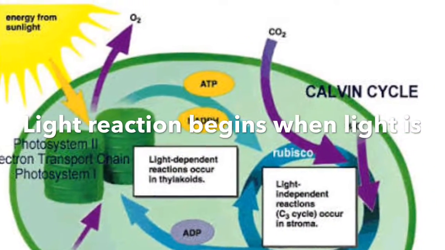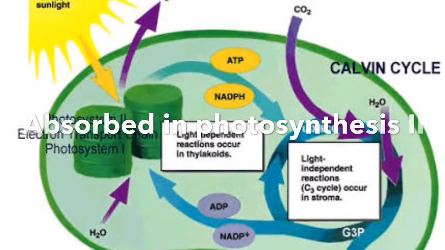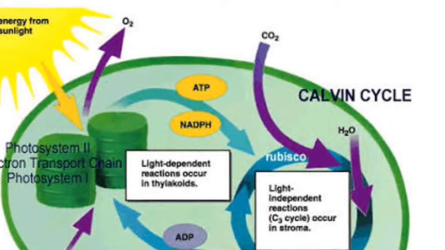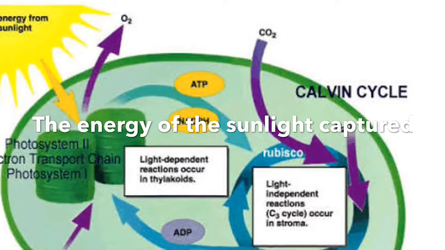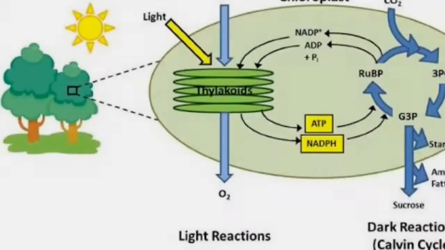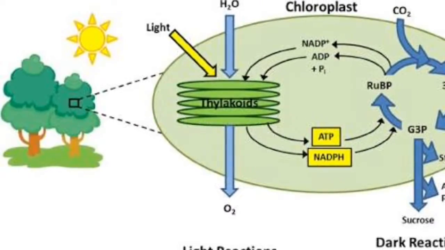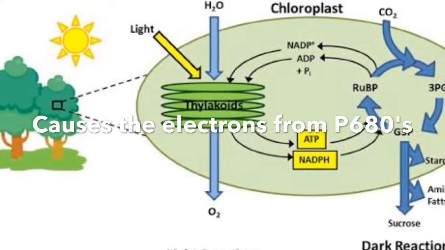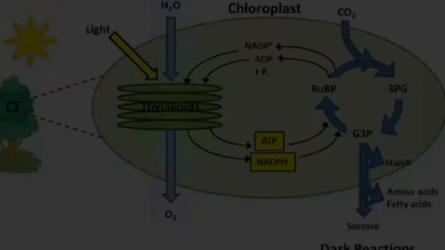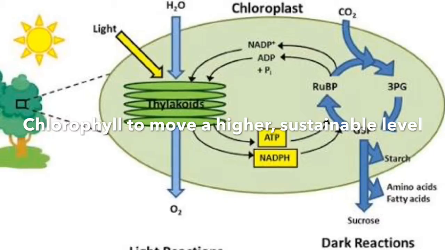The light reaction begins when light is absorbed in photosystem 2 in the thylakoid membranes. The energy of the sunlight captured in the P680 reaction center causes the electrons from P680's chlorophyll to move to a higher sustainable level.